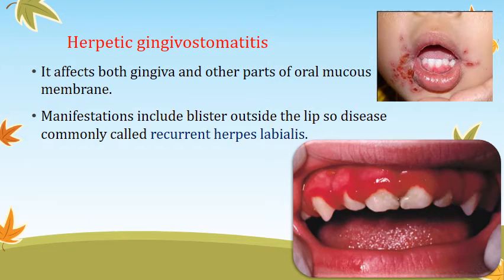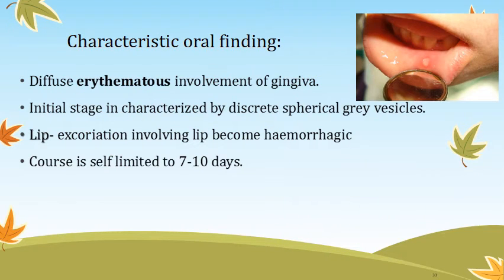Herpetic gingival stomatitis. It is caused by the HSV virus and sometimes also called recurrent herpes labialis because commonly seen over the surface of the lips. Clinical findings are erythematous involvement of gingiva. Discrete spherical gray vesicles can be seen as in the picture in the inset. Lip excoriations are actually painful and hemorrhagic. Now the course of the disease is 7 to 14 days.